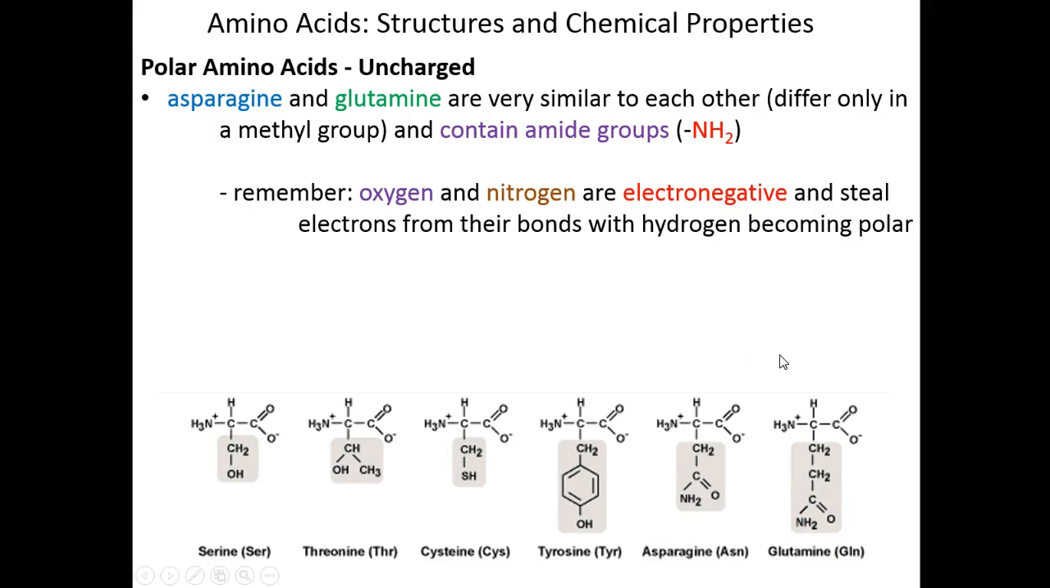I've already mentioned it, but always keep in mind that oxygen and nitrogen are electronegative. They are pulling and tugging on the electrons in the covalent bonds that they are engaged in, making themselves partially negative, and then leaving their respective hydrogens electron poor, therefore being partially positive.